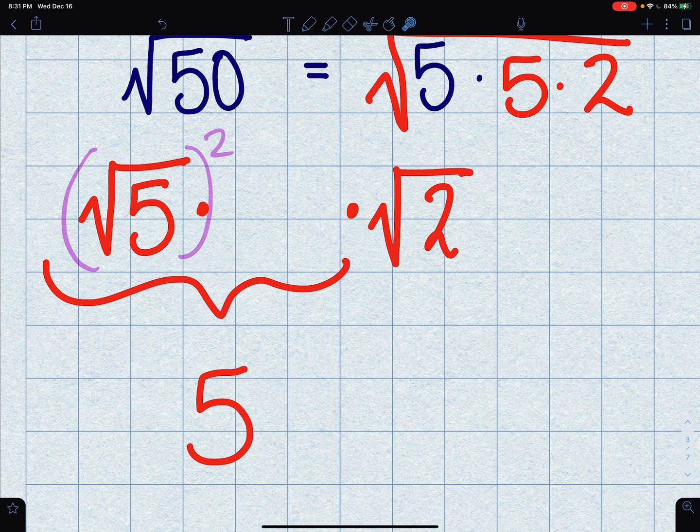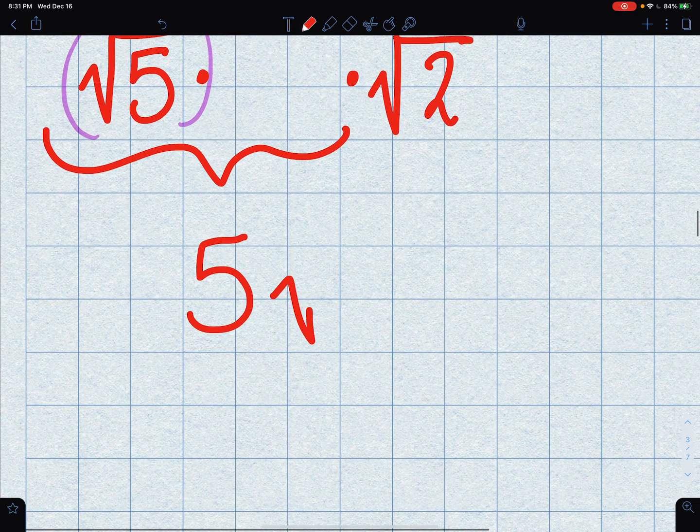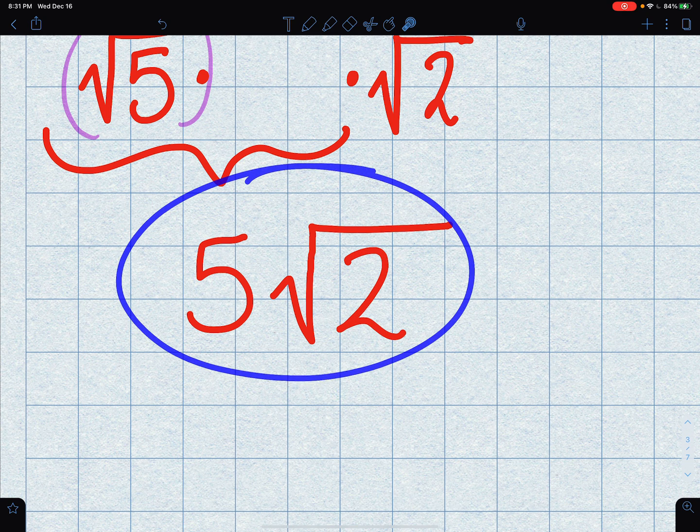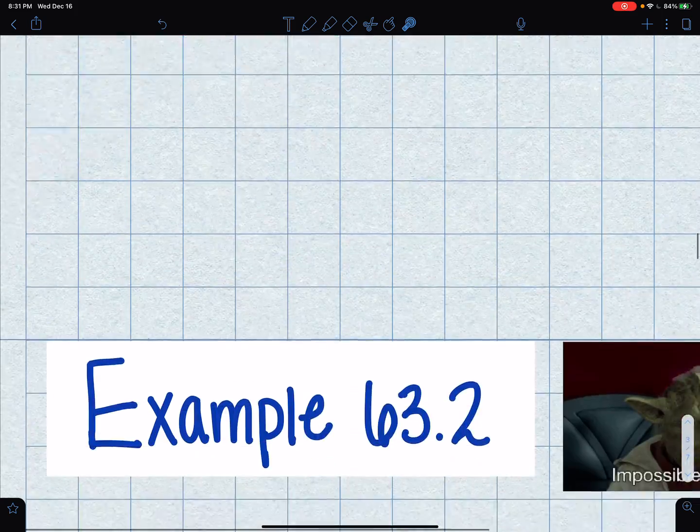Does that make sense? But we can't do that with the square root of 2 because we only have one of them. So then that just comes down and becomes the square root of 2. So this is the answer. This is the final answer. Okay, hopefully you understand that.